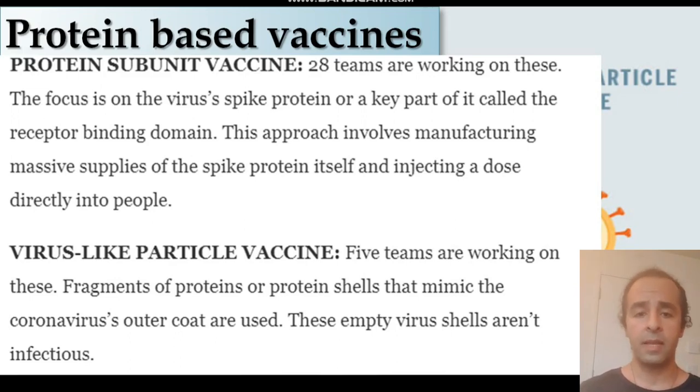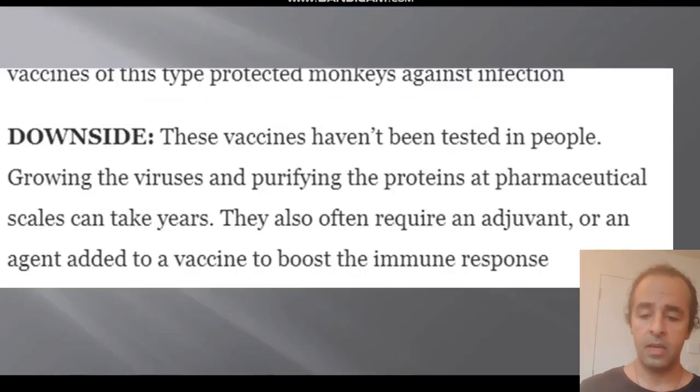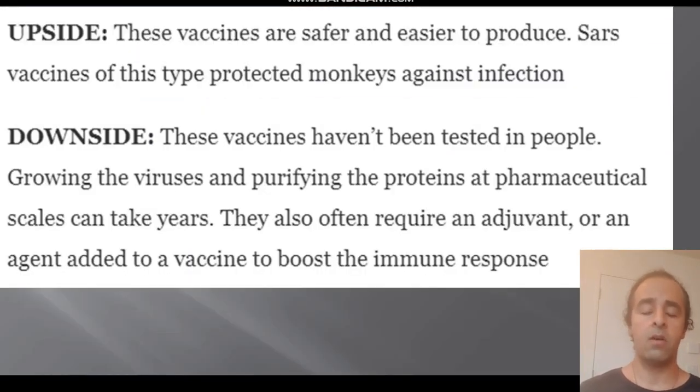The upside and downside of this is that, first of all, the vaccine is much safer, which is a good part of it, because it doesn't involve introducing the whole virus to our body. It's just part of the protein. It's much safer. But we tested the SARS vaccine with the same protocol, and it was successful on monkeys. But the downside is that it has never been tested on humans, so we have no record of the long-term positive or side effects that this virus can have on humans. Therefore, it's very risky to use this protocol.